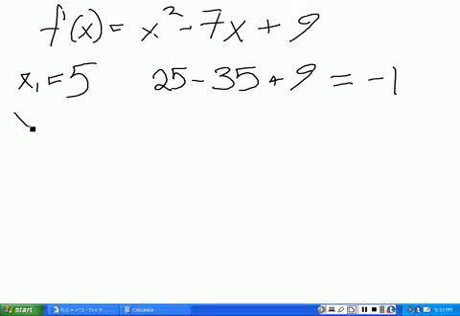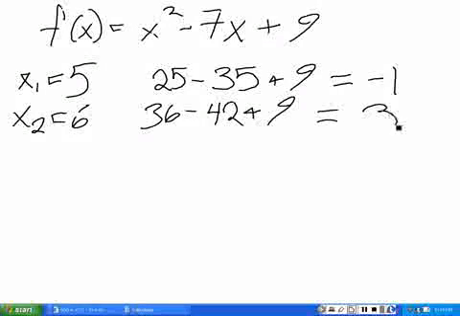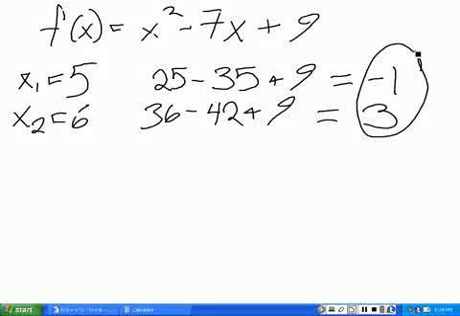So that's negative. And if I let my x2 be 6, well, what happens here? I'd get 36 minus 42 plus 9. Well, that's going to be 36 minus 42, that's going to be negative 6 plus 9, which gives me 3. So it doesn't matter what these numbers are, as long as we have two different points, one where the function is negative, one where the function is positive.